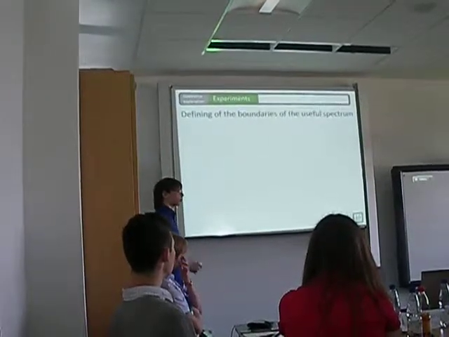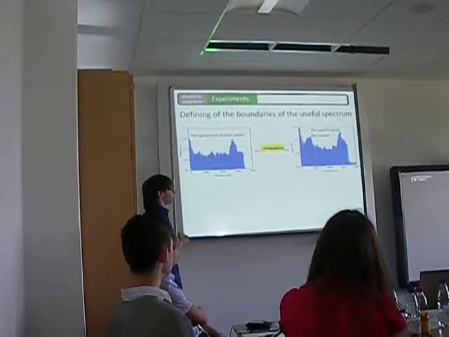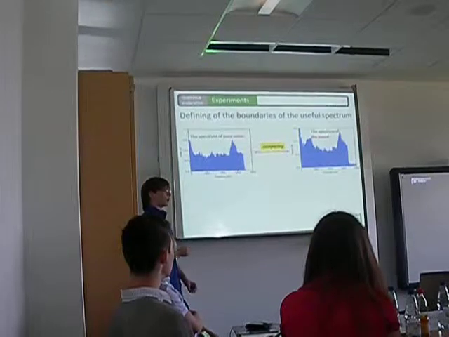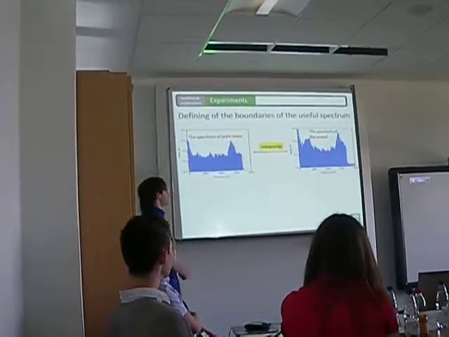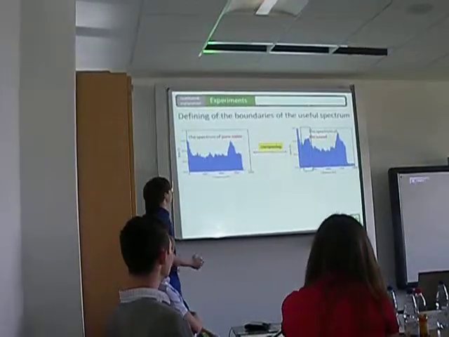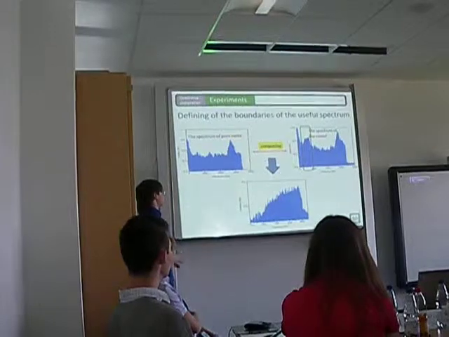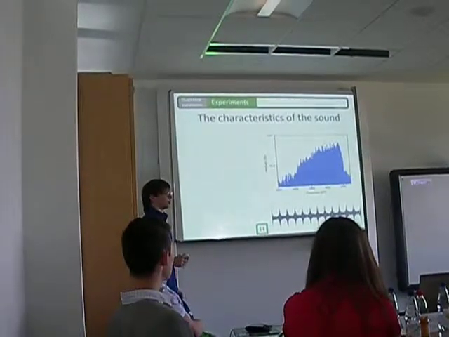So now let's also define the boundaries of the useful spectrum. Because we have some sound here and also some noise, we need to define it. To do this, we record the sound of pure noise without the useful sound. After that, we record the sound of our wire and then we compare them. Even visually, we can distinguish the borders of the useful spectrum. So here it is.